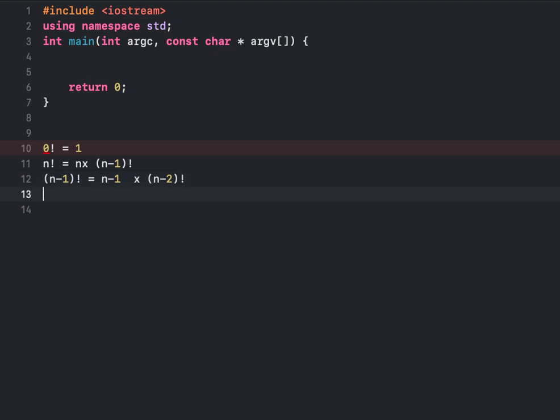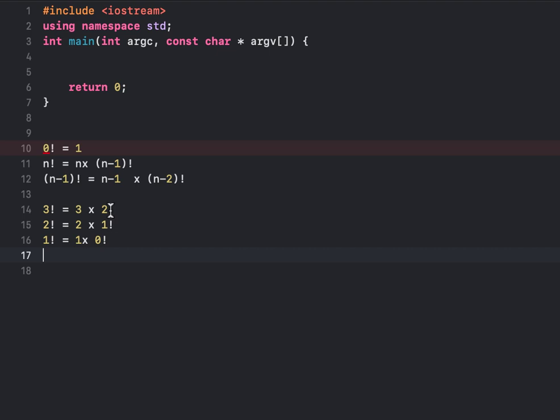So let us look at it with numbers. 3 factorial is equal to 3 times 2 factorial. And 2 factorial is equal to 2 times 1 factorial. And 1 factorial is equal to 1 times 0 factorial, which we already know is 1. The solution is very direct after this: 1 times 1 gives 1 factorial, then 2 times 1 is the result of 2 factorial, and then 3 times 2 gets us to 6.